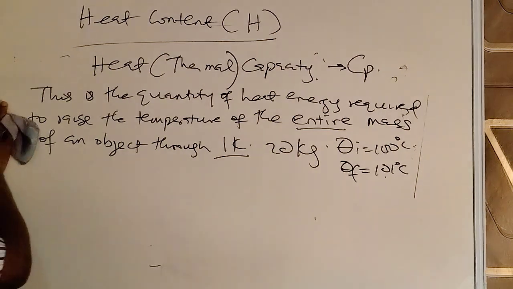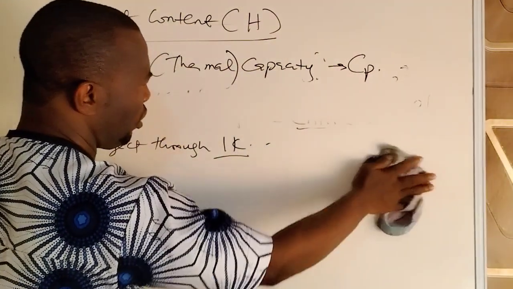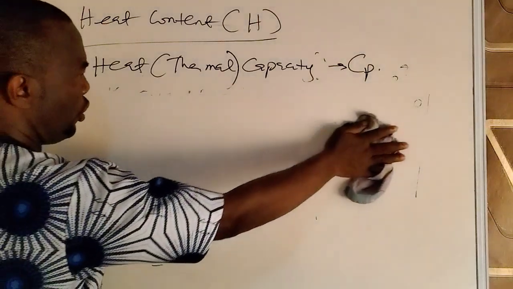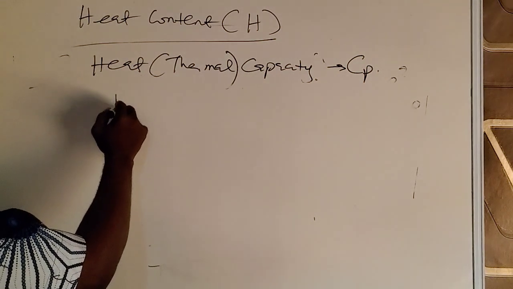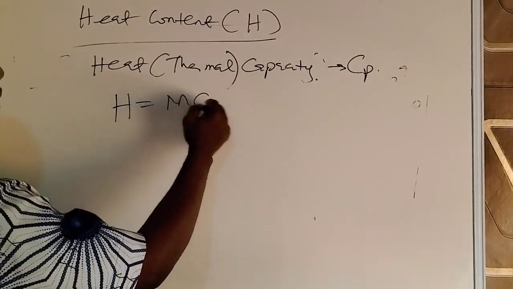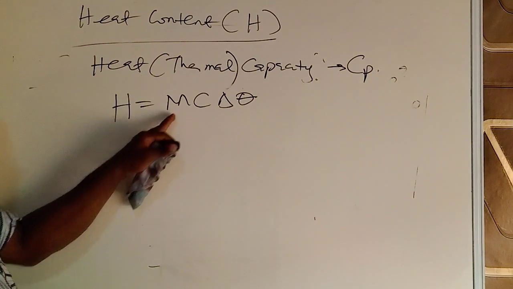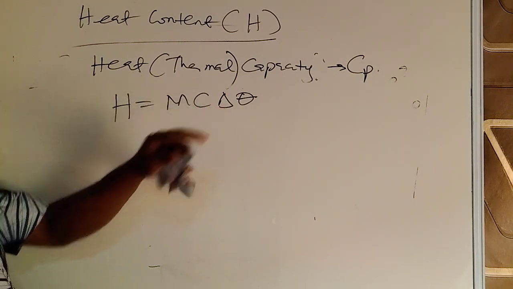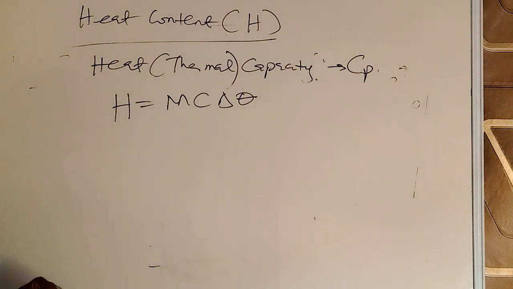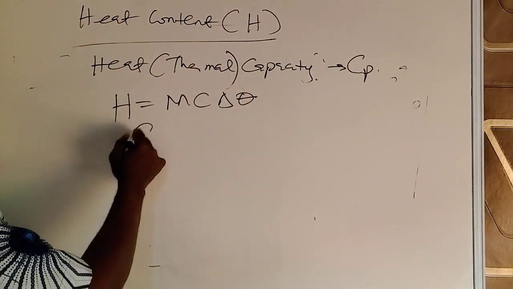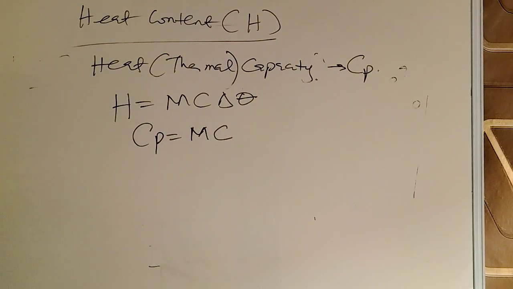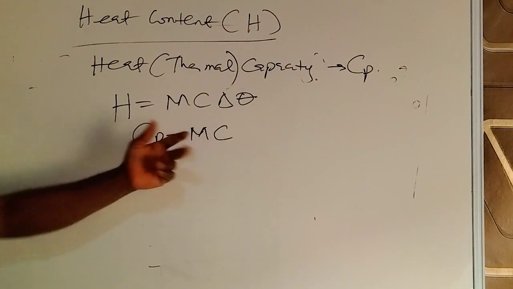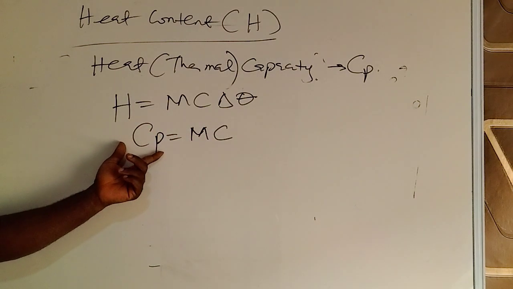Having done that, does this one have any formula or unit? Yes, it has a formula and unit. Remember that heat in a body is given by mc, change in temperature. This is mass, this is the specific capacity, and this is the change in temperature. From here, the thermal capacity, which is Cp, is given by mass times specific capacity. So the product of mass and specific capacity is the thermal capacity of the object.